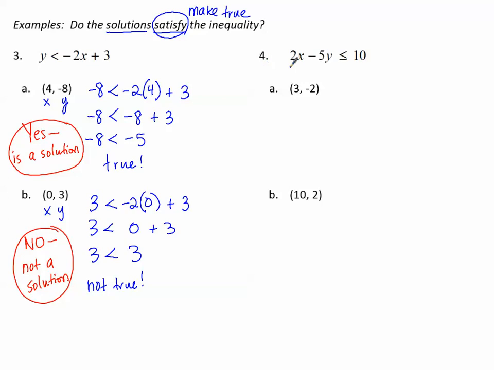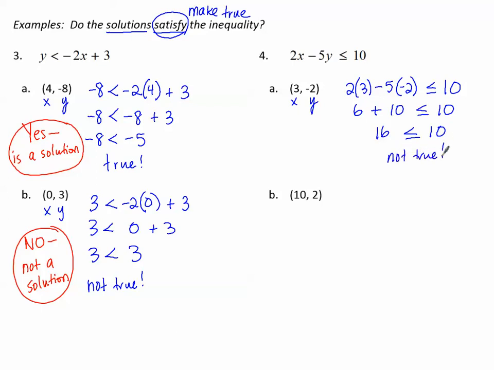How about number 4? This was the one we graphed in standard form. Let's take this ordered pair and plug it in. X is 3, so 2 times 3 minus 5 times the y is negative 2, less than or equal to 10. 2 times 3 is 6, plus 10, less than or equal to 16. 6 plus 10 is 16, less than or equal to 10. 16 is not less than or equal to 10. This is not true. So no, this is not a solution. It does not satisfy the inequality.